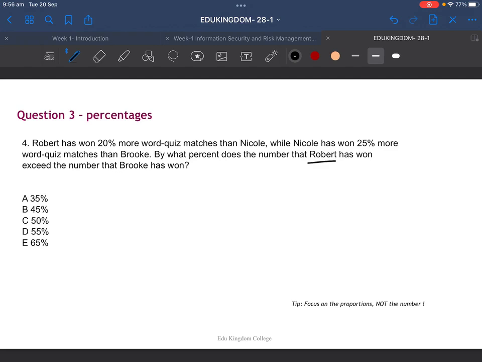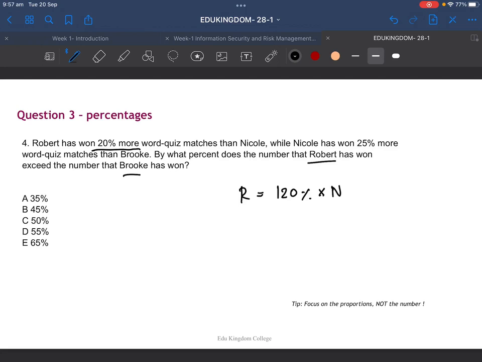Okay, Robert and Brooke. If we know that R equals 20%, actually, let's not do it this way. If we know Robert has won 20% more than Nicole, it's actually not 20% of Nicole, is it? Because remember, 20% of Nicole will be less than Nicole. We want 1 of Nicole plus the 20% on top of that, right? So we denote this by saying 120% of Nicole.